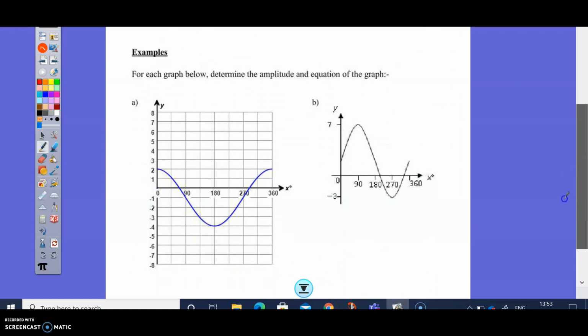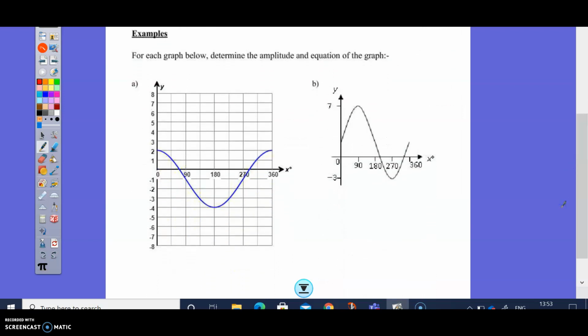Great, let's have a look then. Let's see if we can name these graphs. So first thing you want to decide, is it a sine graph, is it a cosine graph? Looking at this first one here, it's starting up at 2, it's going down to minus 4, then goes back up to 2, so it's a cosine graph.